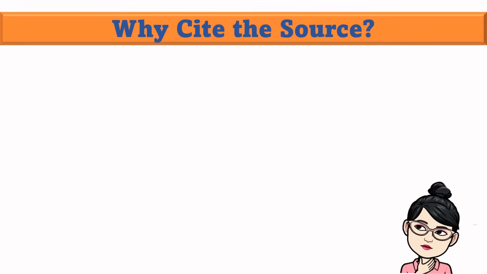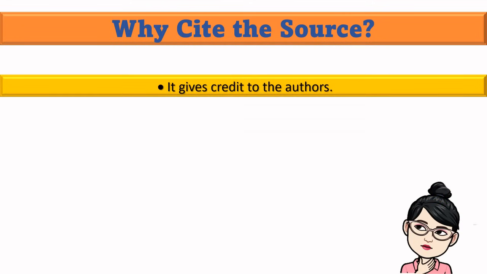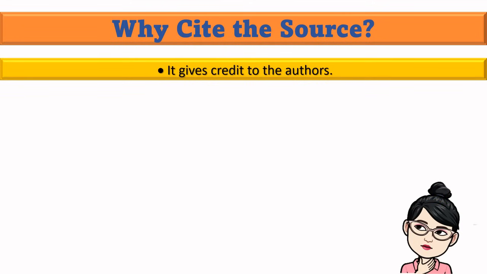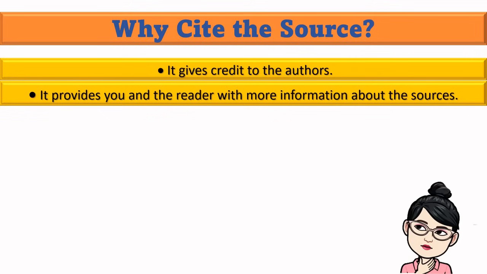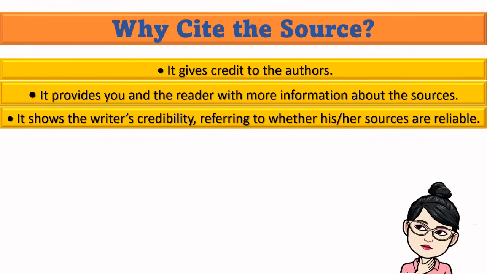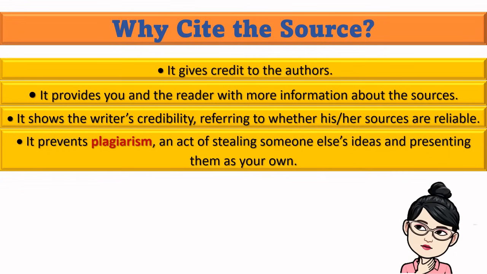Why cite the source? Here are some important reasons why you need to cite or list the sources. First, it gives credit to the authors. It provides you and the reader with more information about the sources. It shows the writer's credibility, referring to whether his or her sources are reliable. It prevents plagiarism, an act of stealing someone else's ideas and presenting them as your own.